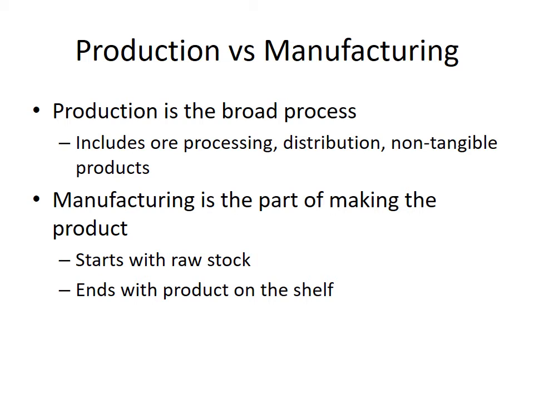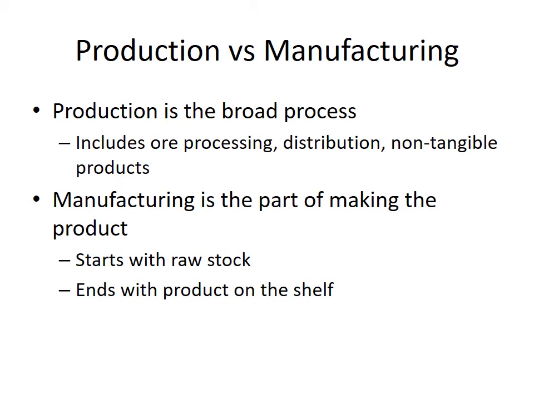And a few other little terms to try to define. Production is the broader process, and it could be production of ore, the raw materials from the ore, from the mines. You wouldn't really call that manufacturing. Or the distribution of the finished goods. That's not really manufacturing.